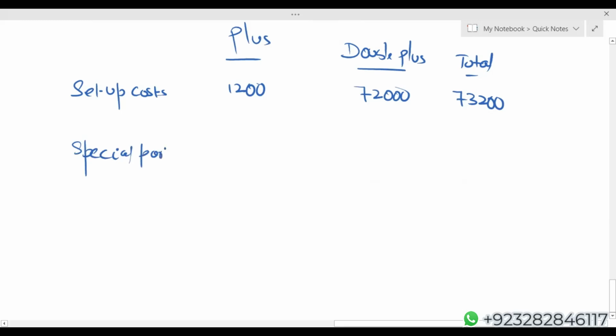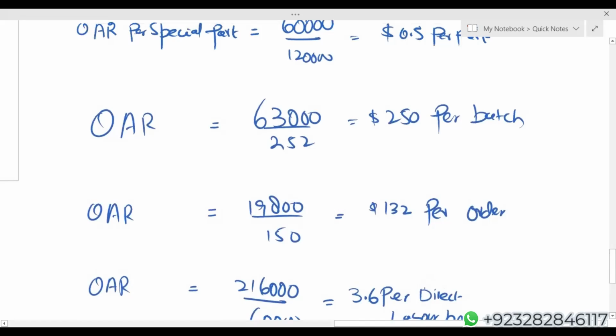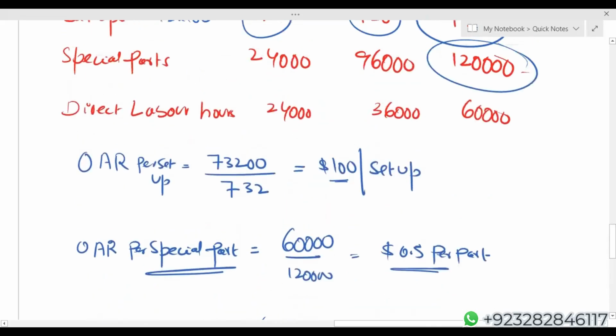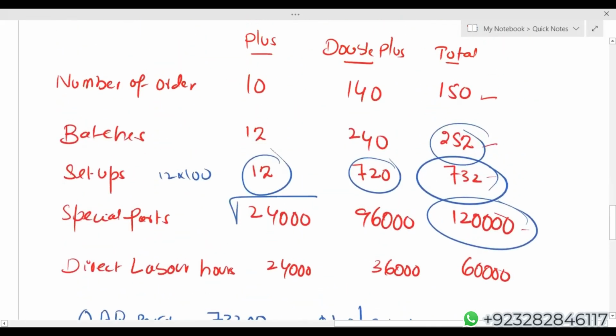Special parts handling cost. We need to know the handling cost per part, which we have already calculated. Handling cost per part is 0.5. Now let's see how many special parts we need for plus: 24,000.